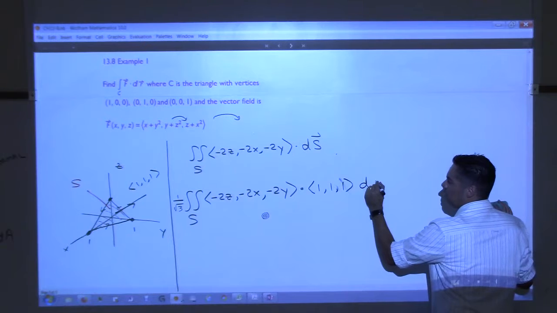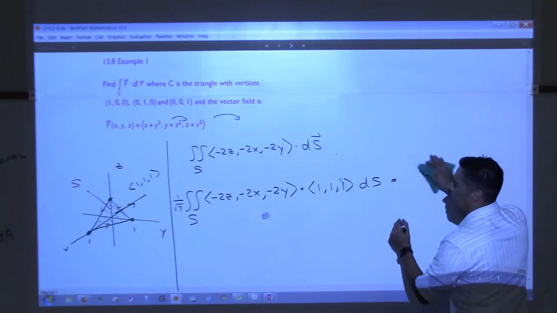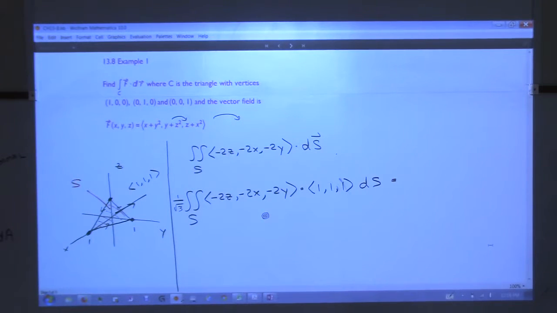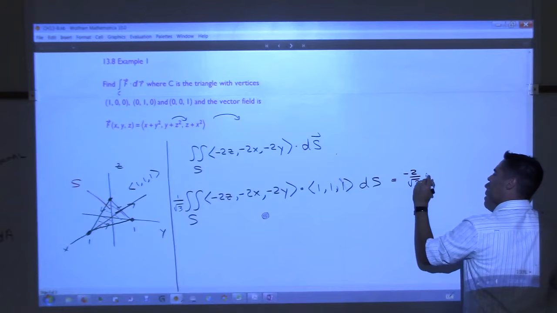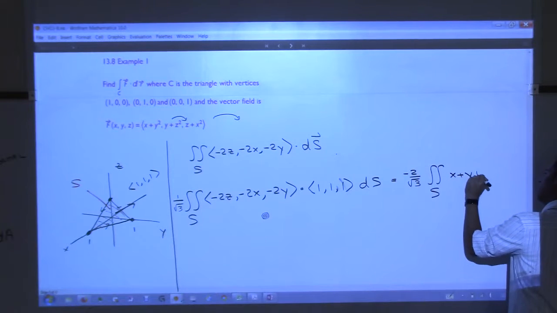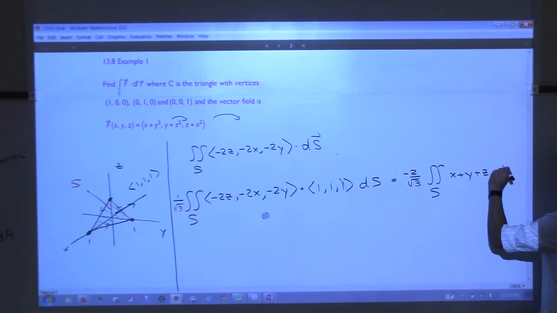dS, capital S, vector or no vector? No vector. Okay? And now when we dot product that's pretty nice. We're just going to get negative 2z minus 2x minus 2y, right? But it's all scalar now. And what about that negative 2? It's in every one of them, right? You just take it out. So we get negative 2 over root 3 times the double integral over S still of x plus y plus z, right? I pulled out a negative 2. dS.